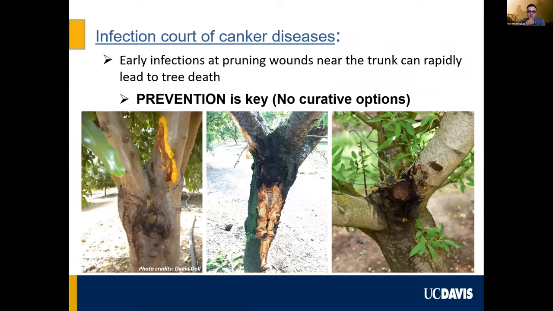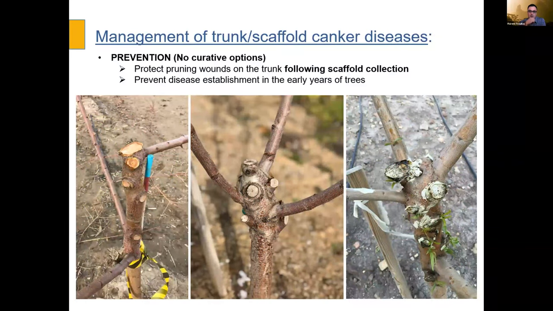And so for disease management, it's going to be key, absolutely, to prevent infection from developing in these young trees, because once infection is in the young tree, this may eventually lead to tree death. And again, no curative options are available. So for our recommendation, we'll really emphasize the importance of preventing early infection to allow for better establishment of these trees in the orchards. So those are classic pruning systems in California.